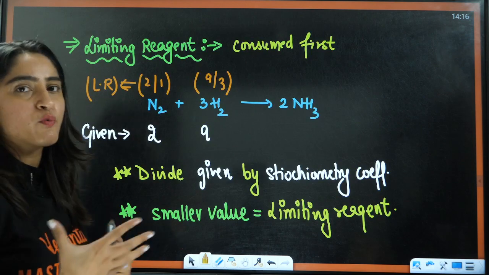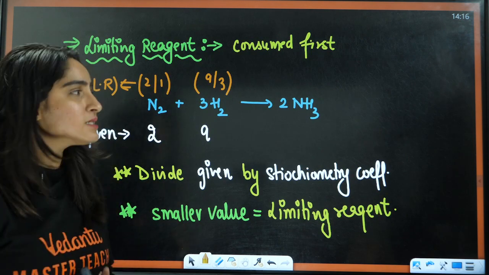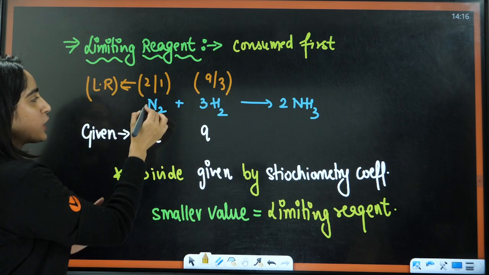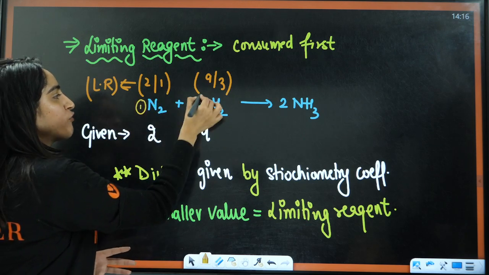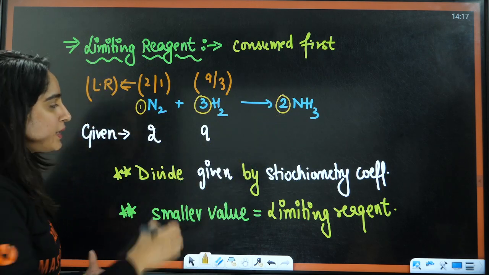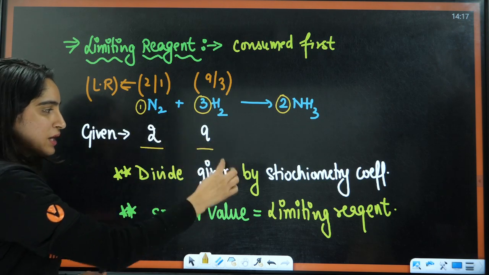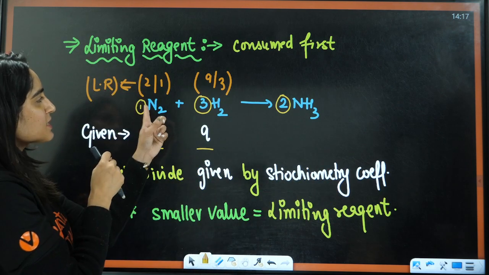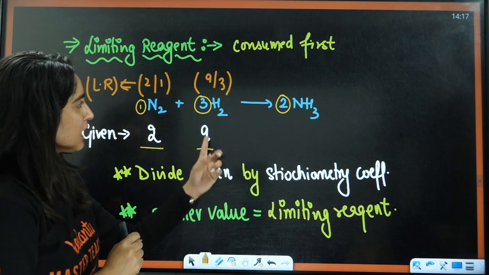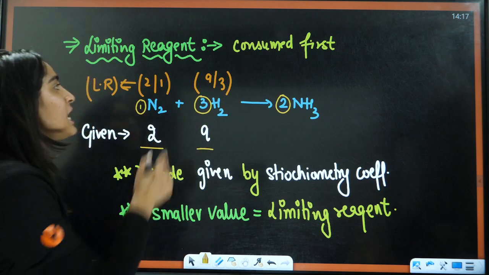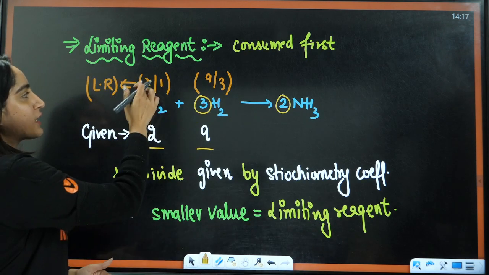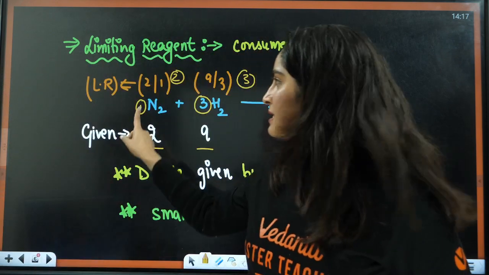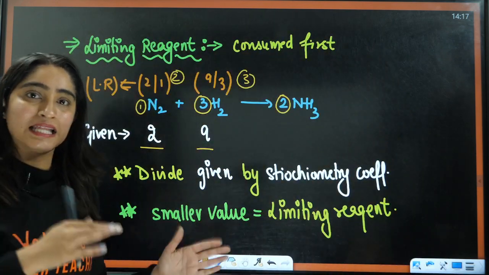Next is limiting reagents. If you want to calculate the limiting reagent, a very simple basic thing is just balance the equation, whatever equation will be provided to you. After that, these are the stoichiometric coefficients. You will be given some moles in the question. So divide the given moles by the stoichiometric coefficient. You will divide this given, that is 2, by stoichiometric coefficient, that is 1. You will divide this given, that is 9, by stoichiometric coefficient, that is 3. Here the smaller value will be the limiting reagent. Here the value is 2 and here the value is 3, so this is the smaller value. That is why this is the limiting reagent. N2 is the limiting reagent in this reaction.